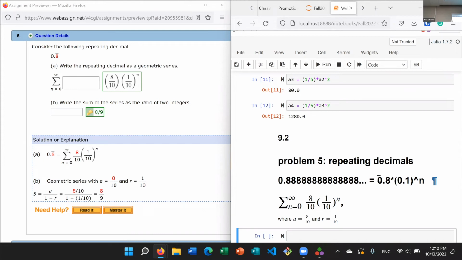0.88888 like that. So what they really mean to say is what? What they really mean to say is this. This means you get 0.8, and then that's going to be 0.08. That's going to be 0.008. That's going to be 0.0008. That's what they mean to say.